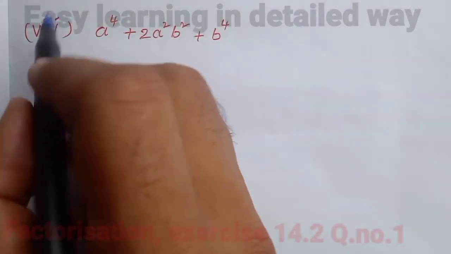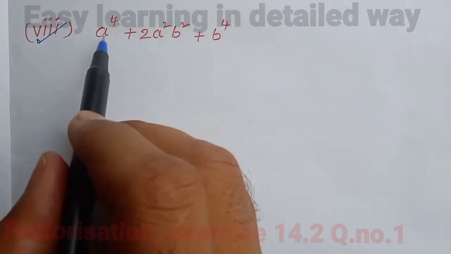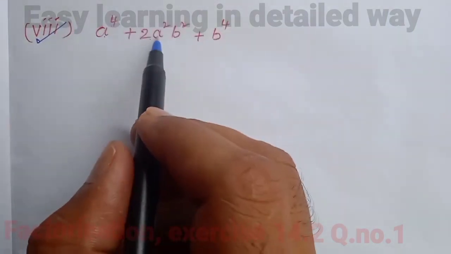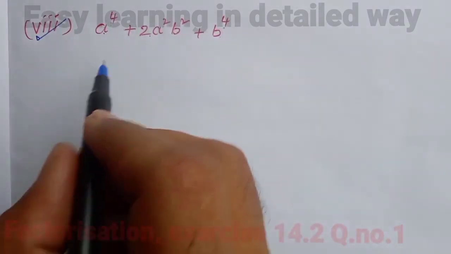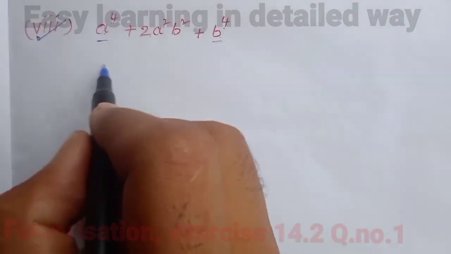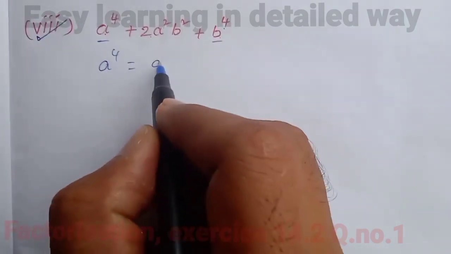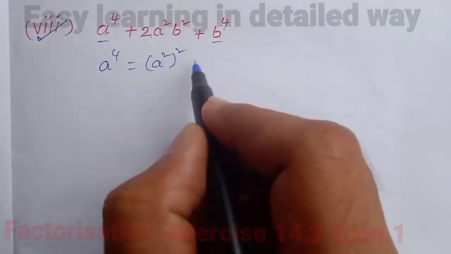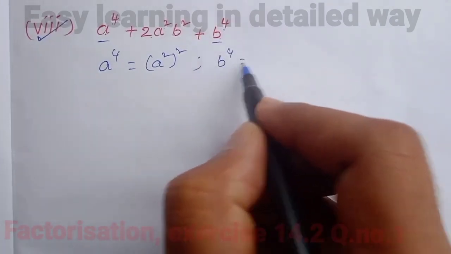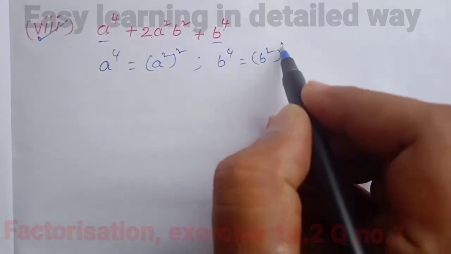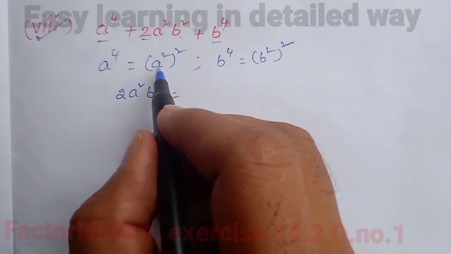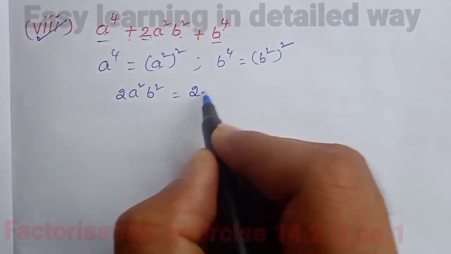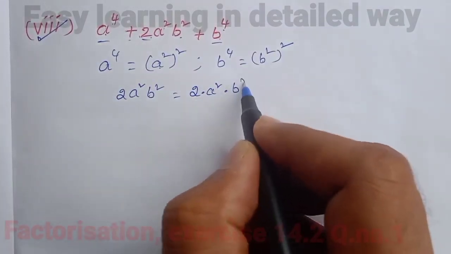Now see the last one of question number 1, that is a to the power of 4 plus 2a square b square plus b to the power of 4. See the first and last terms, then a to the power of 4 can be written as a square whole square and b to the power of 4 can be written as b square whole square. So see the middle term, which is positive, 2a square b square, in terms of a square and b square, this can be written as 2 into a square into b square.